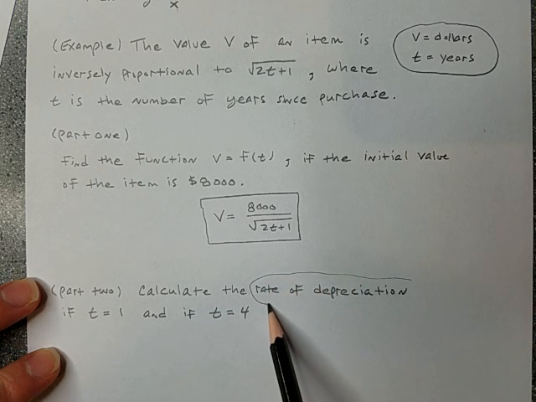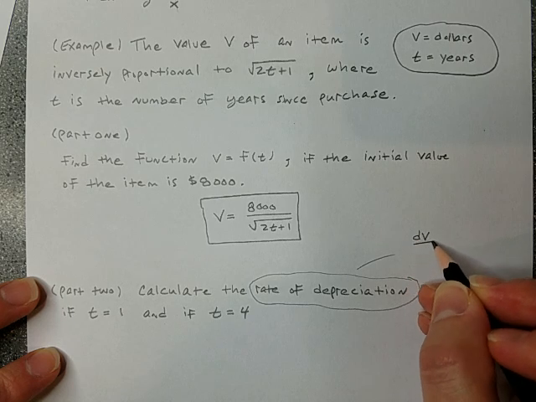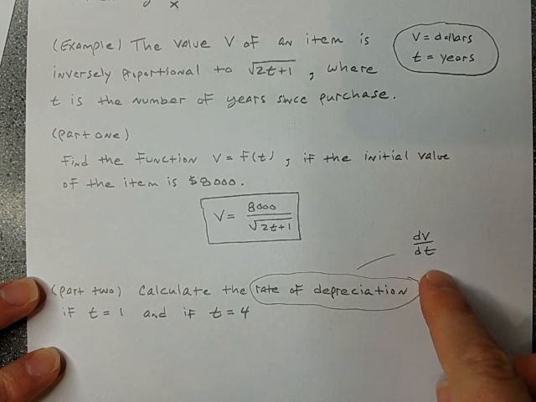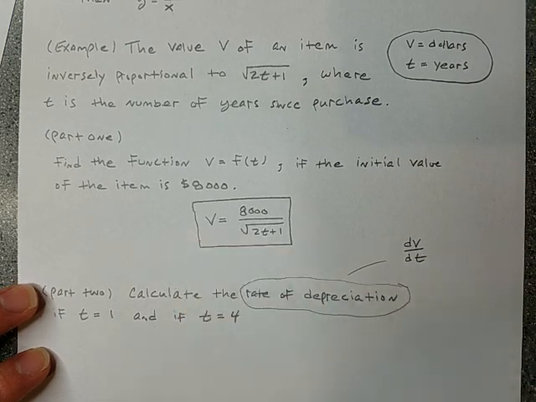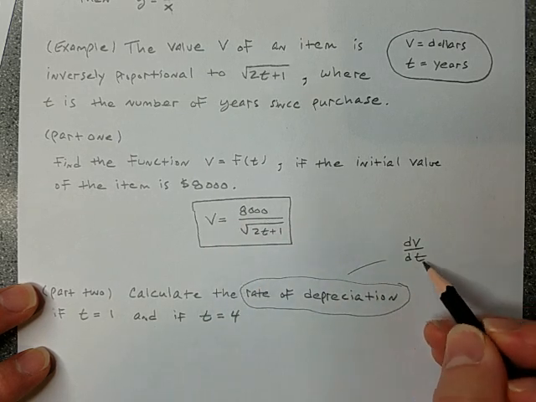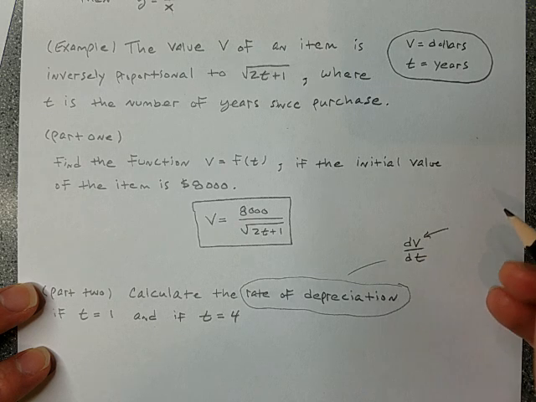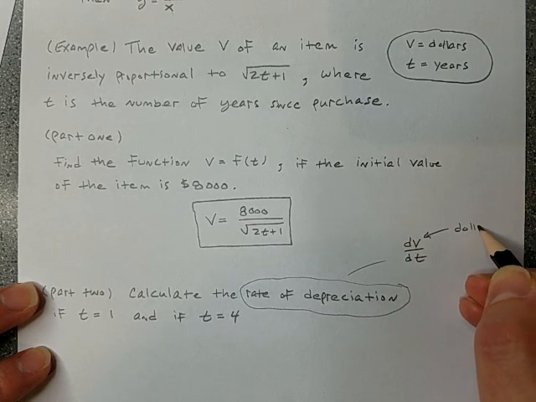So the rate of depreciation is just, therefore, the derivative dv over dt, the derivative of the value with respect to time. And why would I say that? Well, think about the units of this. What are the units of v? Dollars.